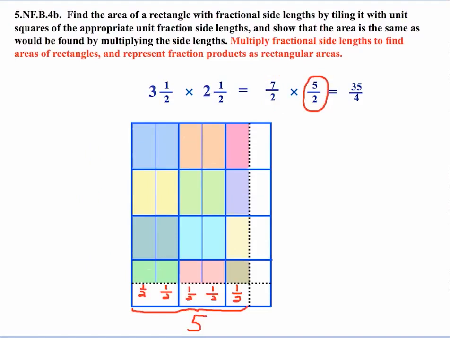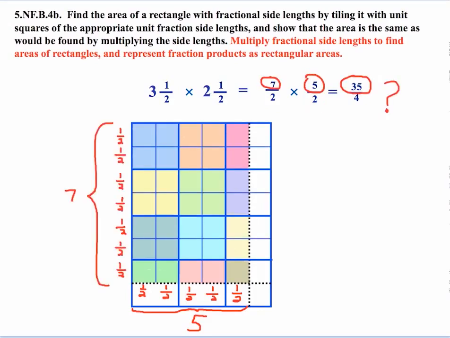Likewise, when we look at the other dimension, our 5 halves, that's 5 lengths of 1/2 each. So we multiply 7 times 5 and we get 35, but exactly what is that 35? What does it really mean? And the same thing when we multiply 2 times 2 to get 4.